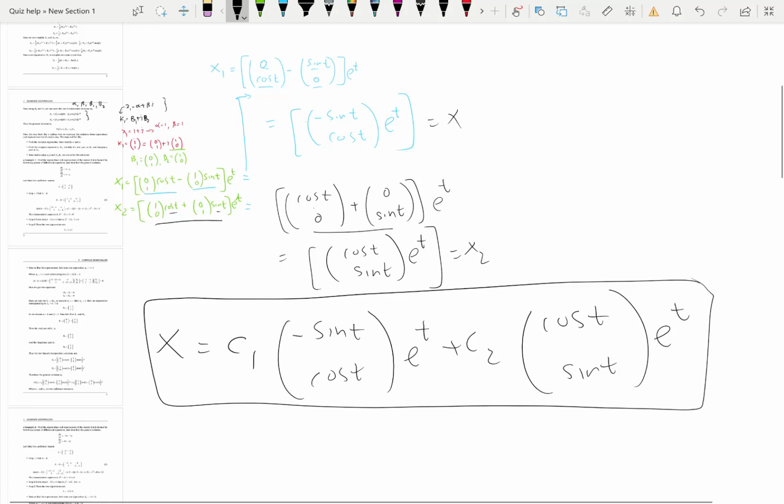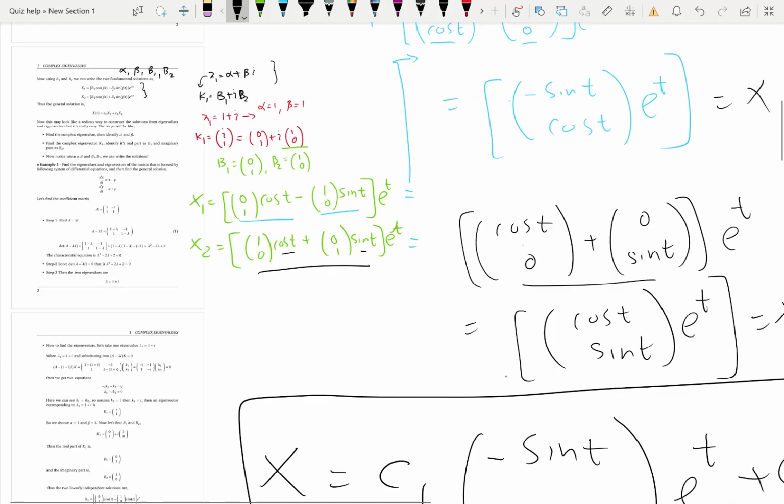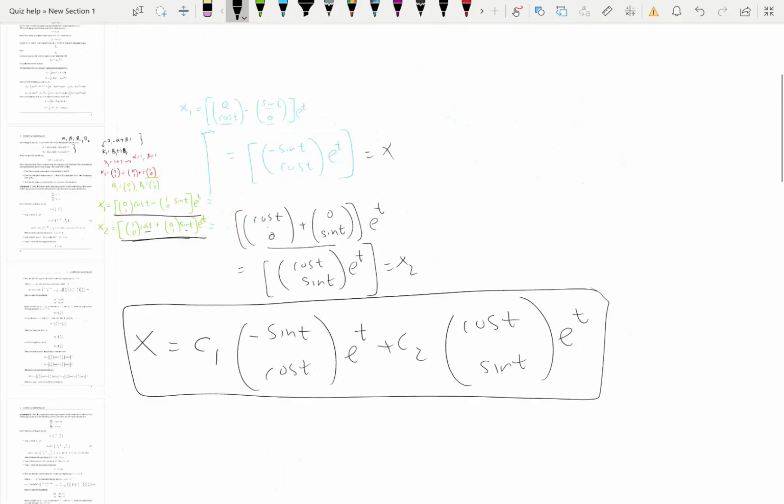But if you decide not to simplify, just like I did, like c1 times this longer expression plus c2 times this longer expression, that's also valid, right? That's also correct. You can leave it like that, no problem. So this is how you write a solution when you have complex eigenvalues and complex eigenvectors.